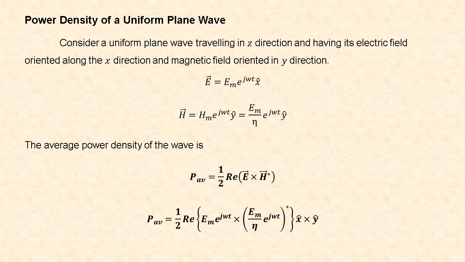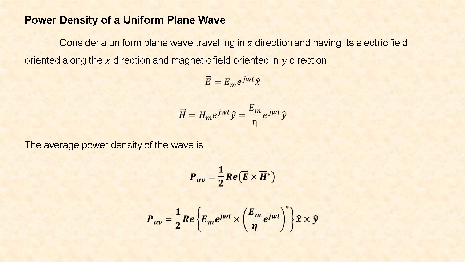Here, the magnetic field can be represented in terms of the electric field. That is, we know that E by H is equal to eta. Eta is nothing but the intrinsic wave impedance of the wave. Therefore, H vector can be written as Em by eta into e power j omega t into y cap.